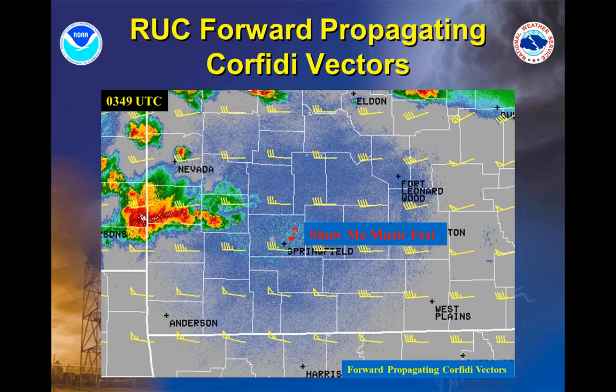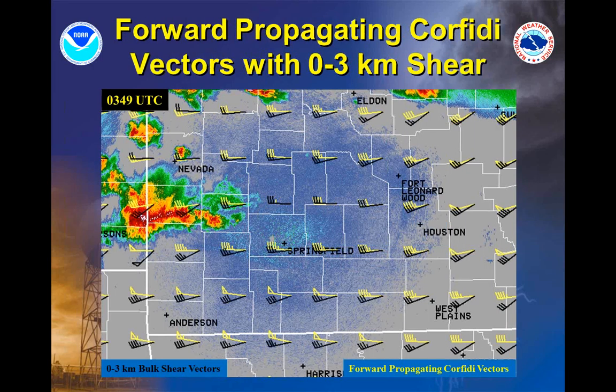What we've got plotted there is your forward propagating Corfidi vectors. Again, we've already outlined, got CAPEs well above the 2,500 threshold, got great cold pool potential, got cold pool conglomeration going. If this thing were to take off and become forward propagating, you could see it's going to track off to the east in the general direction of the Show Me Music Fest there, anywhere between 35 and 45 knots or so. Next slide, please.